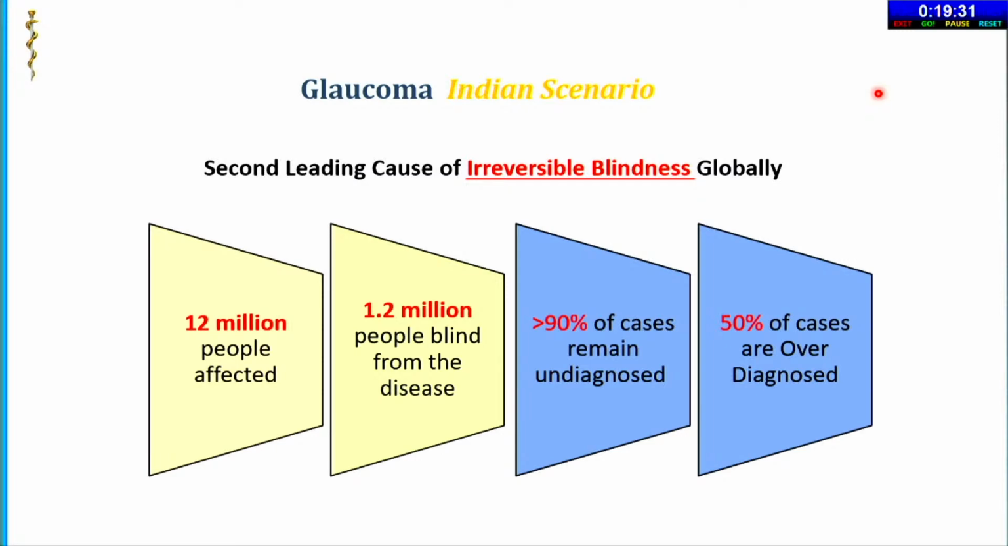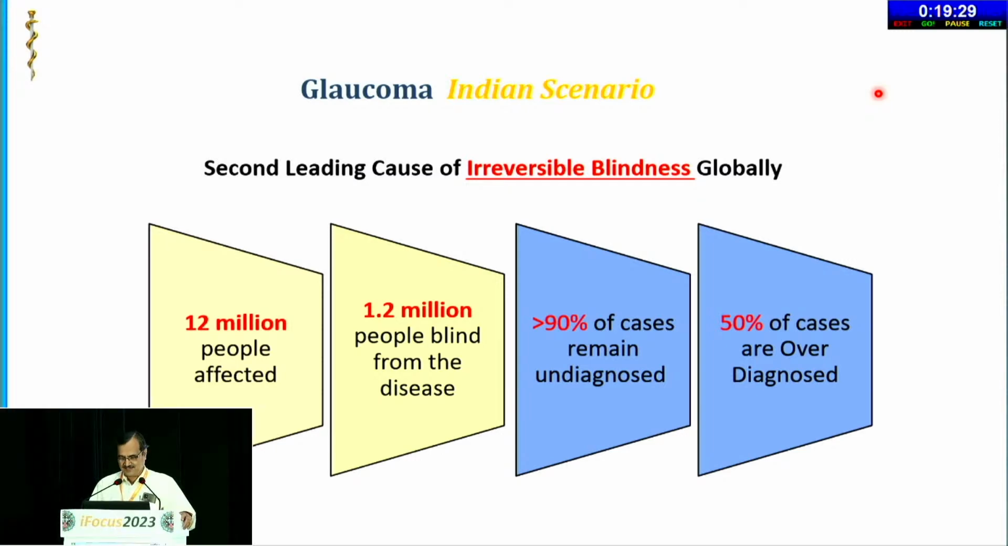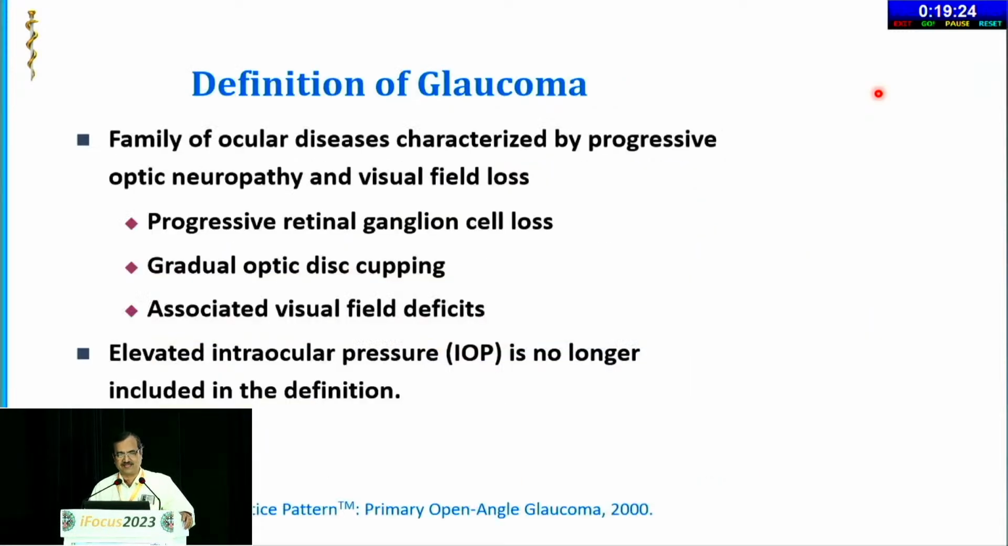On one side of the spectrum, 90% is undiagnosed, so we need to be aware about the disease, and on the other side, we don't need to overtreat them. What is the definition of glaucoma? It is a family of ocular diseases characterized by progressive optic neuropathy and visual field loss. So what does it mean? There is a progressive retinal ganglion cell loss that results in gradual optic disc cupping. This is the structural damage or defect that is taking place, and when it is associated with visual field deficits, it forms the structural and functional correlation, and this constitutes the diagnosis of glaucoma.